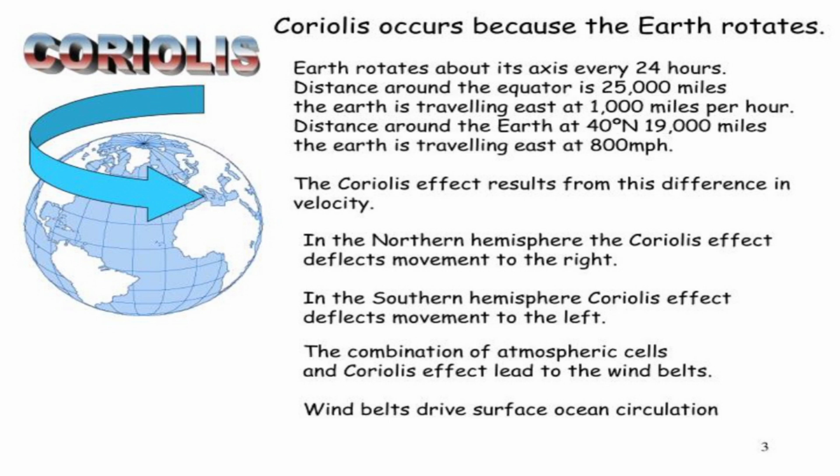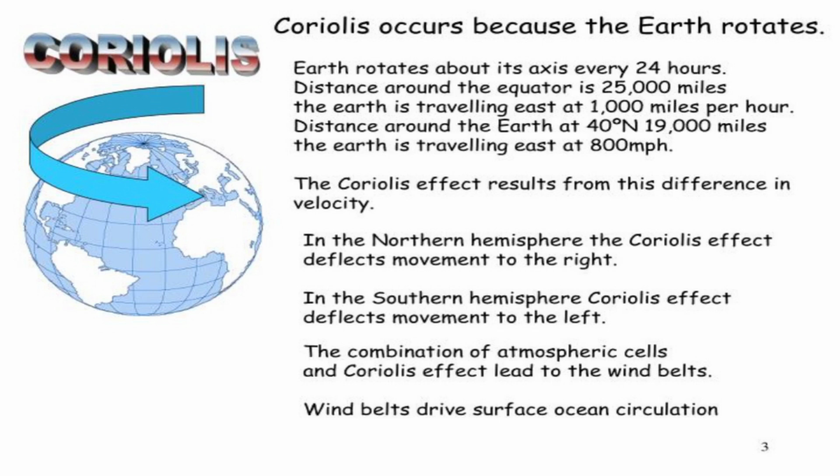The Coriolis effect occurs because the Earth rotates. The Earth rotates about its axis every 24 hours. The distance around the equator is 25,000 miles, so at the equator the Earth is traveling east at 1000 miles per hour. The Coriolis effect results from the difference in velocity.